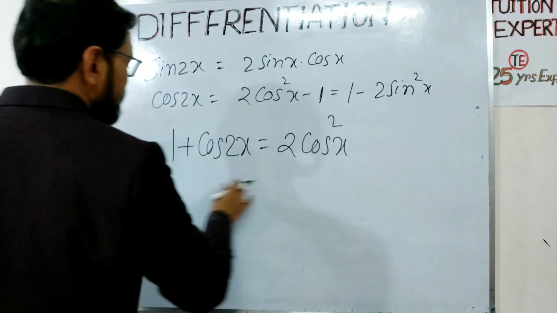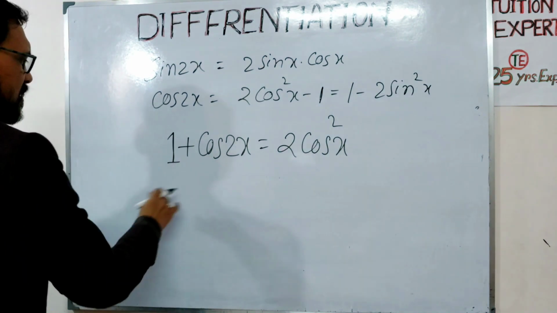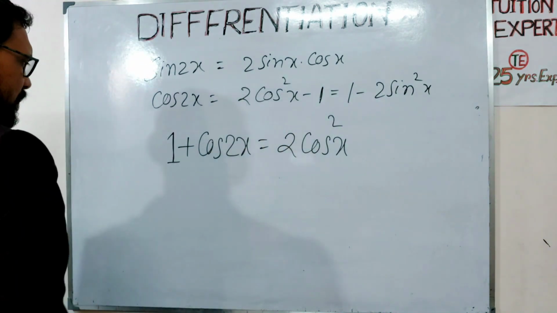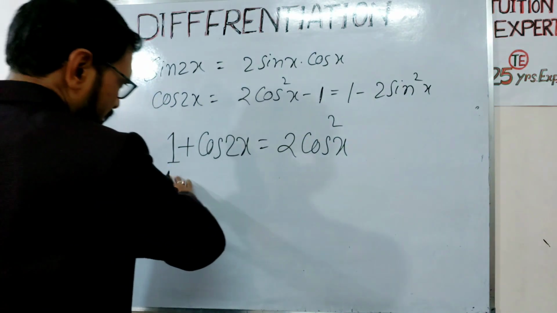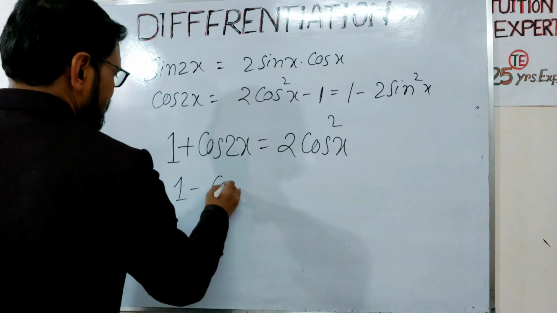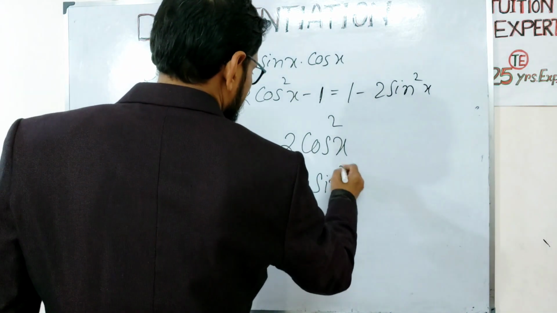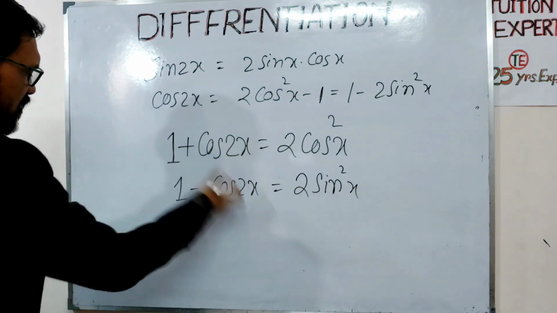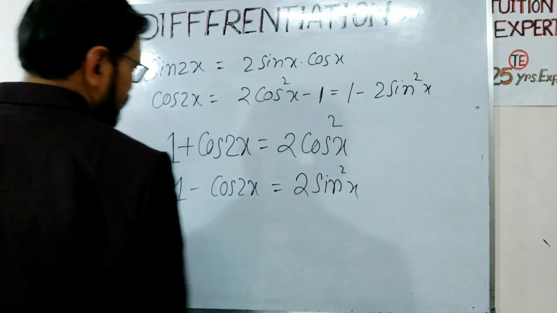Very important formula in this form. So 1 plus cos 2x equal to 2 cos square x, we memorize in this form. 1 minus cos 2x equal to 2 sin square x. For integration it is very helpful to memorize in this way.